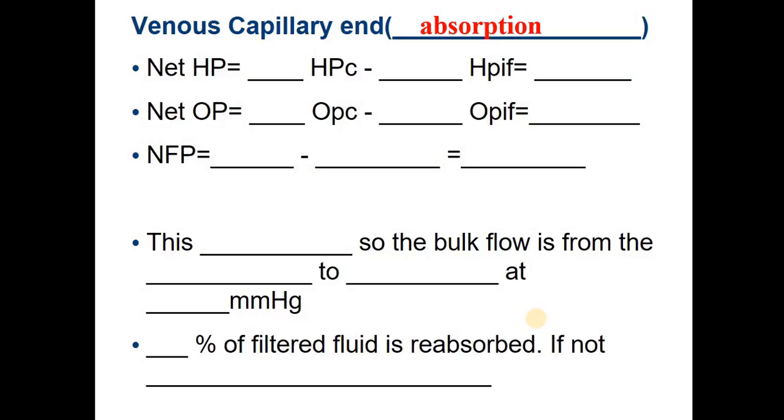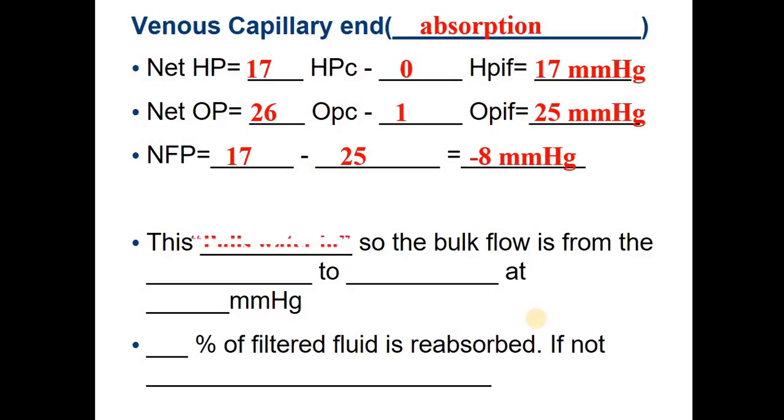hydrostatic pressure in the capillary bed, you have a hydrostatic pressure of 17. The interstitial fluid is 0, for the same reasons, because of your lymphatic system. So that gives you 17 millimeters of mercury. Osmotic pressure in the capillary bed is 26, and the interstitial fluid is about 1, because of proteins that might get through. 25 is the number here. 17 minus 25 will give you a negative 8 millimeters of mercury.